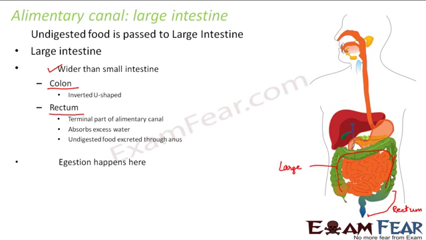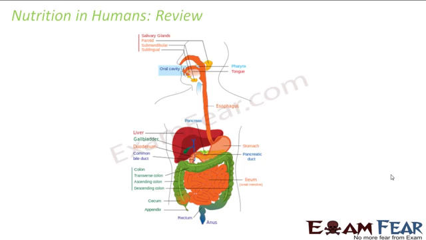Clear? Okay, so let us have a quick review of whatever we studied so far. What happens here? The food enters from here, so that is where ingestion happens. The food enters through the mouth, it goes into the buccal cavity where it is broken down into smaller pieces with the help of teeth. It is also acted upon by saliva, which makes the food softer and easier to chew. And there is an enzyme called salivary amylase which converts the complex starch into simple sugars.